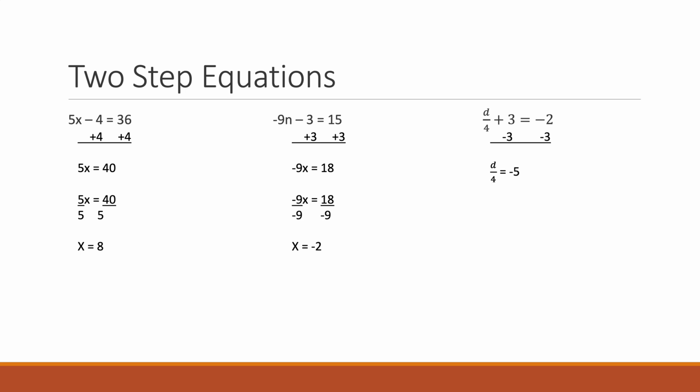Now I need to do the opposite of divide by 4, which is multiply by 4, and that gives me D is, or X is, negative 20, whatever the variable is.